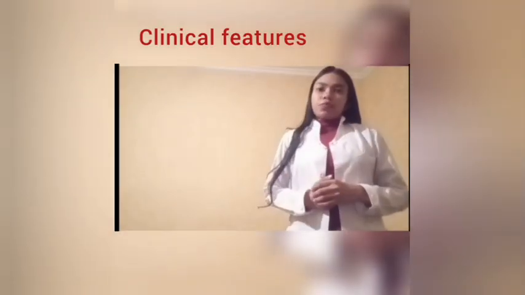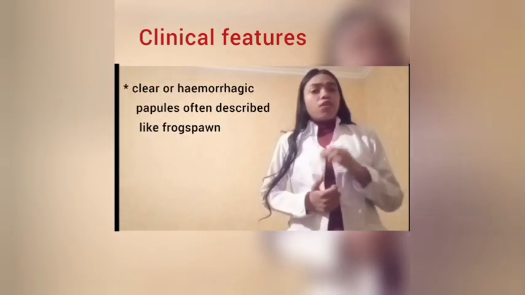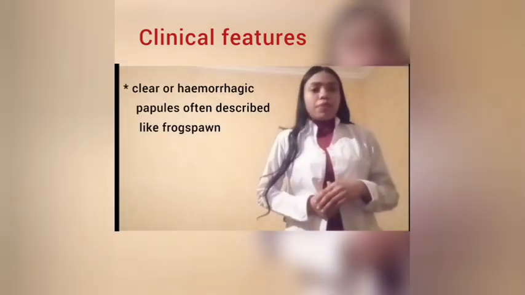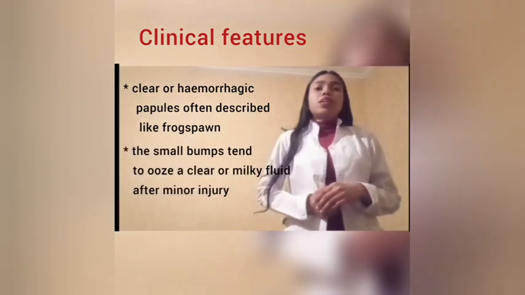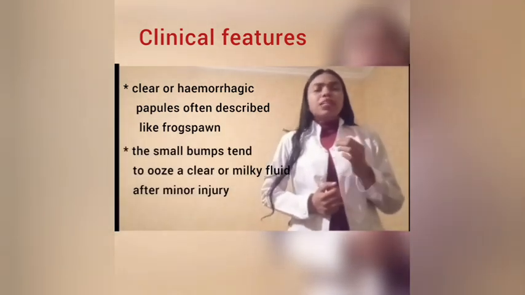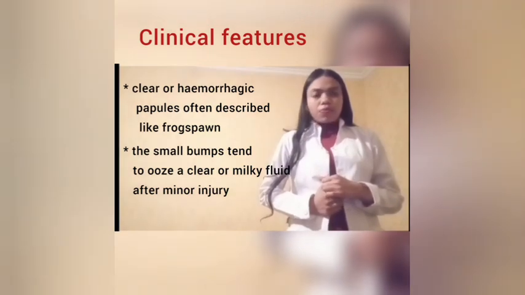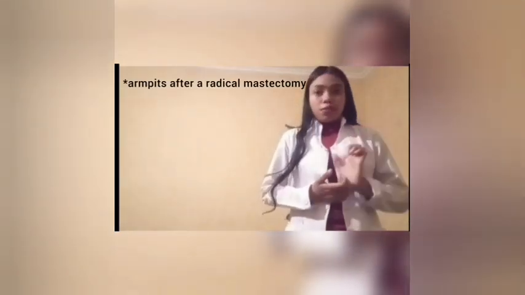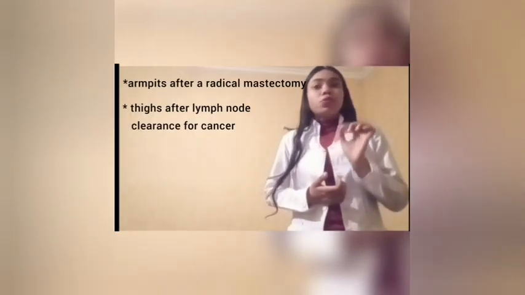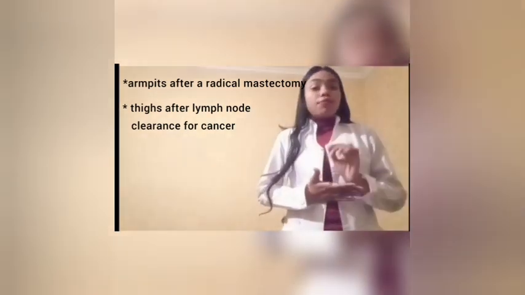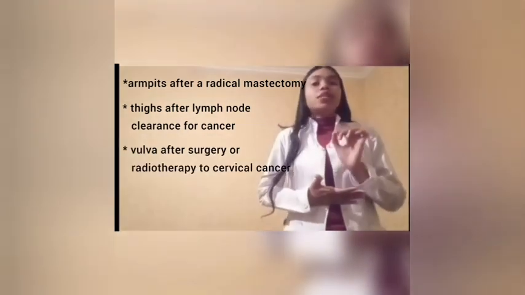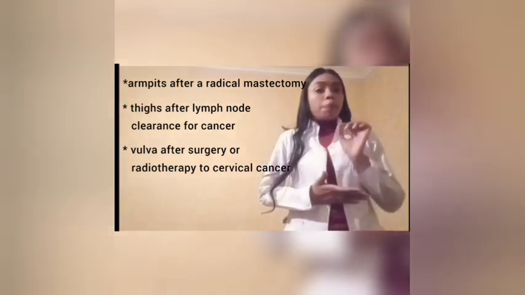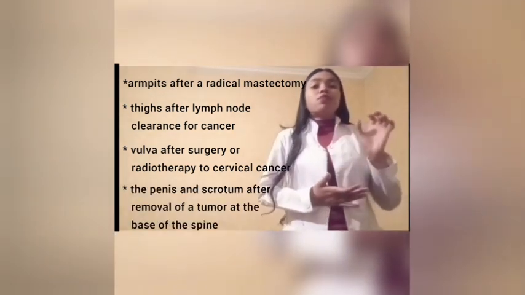The clinical features: it presents as clear or hemorrhagic papules, often described as frog spawn. The small bumps tend to ooze a clear or milky fluid after minor injuries. The most common sites of these lesions are the armpits after a radical mastectomy, the thighs after lymph node clearance for cancer, the vulva after surgery or radiotherapy for cervical cancer, and the penis and scrotum after removal of a tumor at the base of the spine.